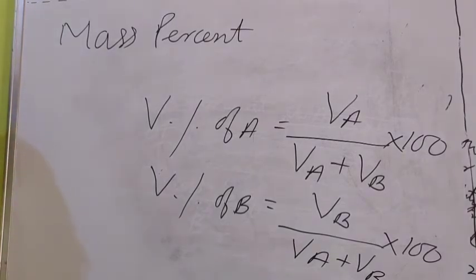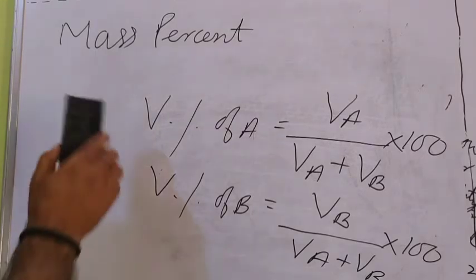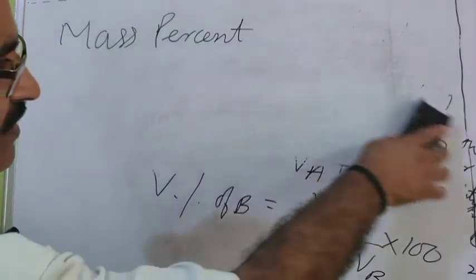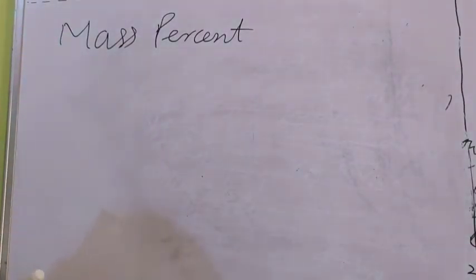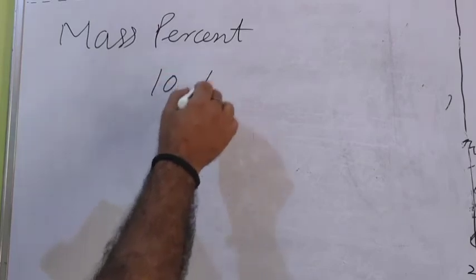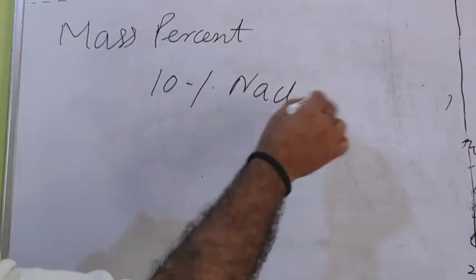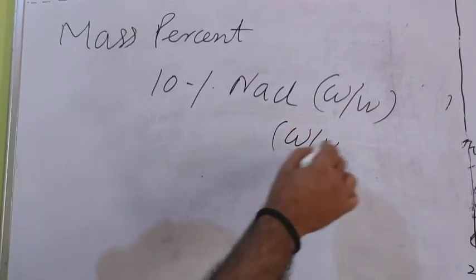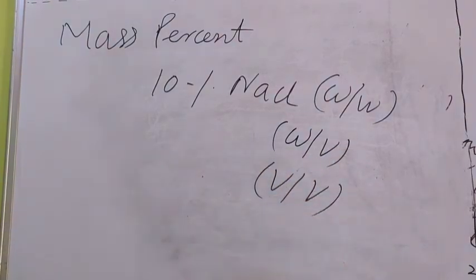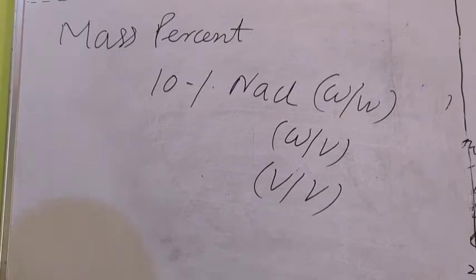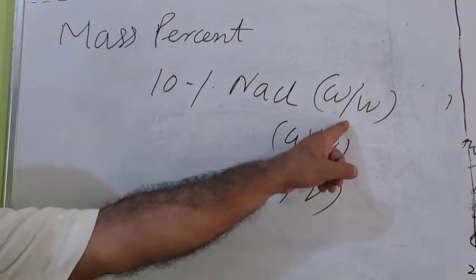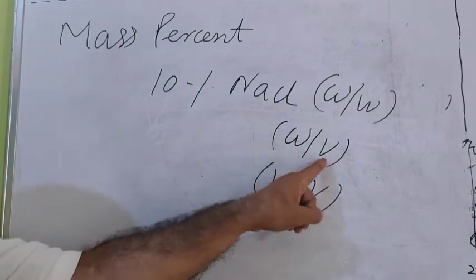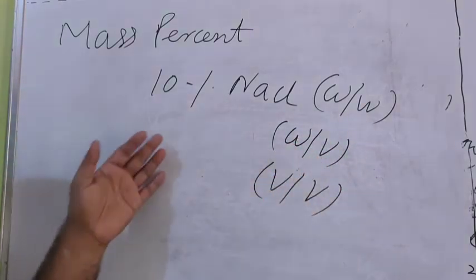In a number of cases, mass percent and volume percent are represented in the sense of W by W or V by V. For example, a 10% NaCl solution can be W by W, W by V or V by V. So this percent can be expressed in these three ways: W by W means mass by mass, W by V mass by volume, V by V volume by volume. All of you learned this in the 11th class.